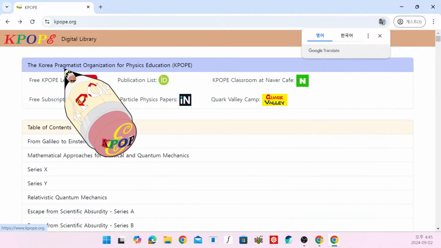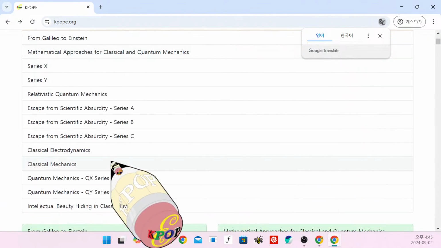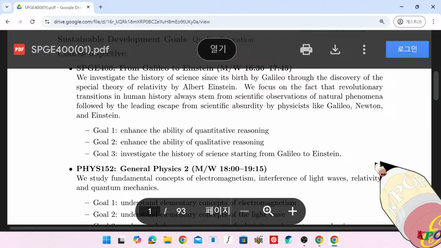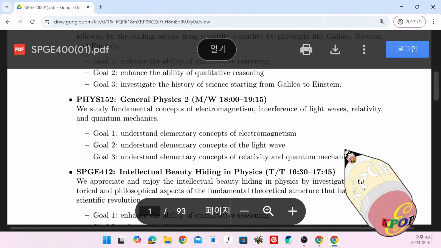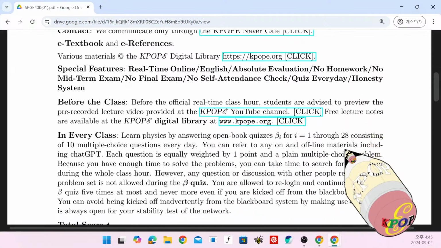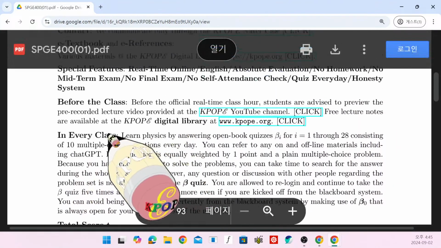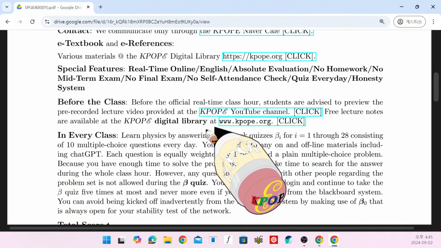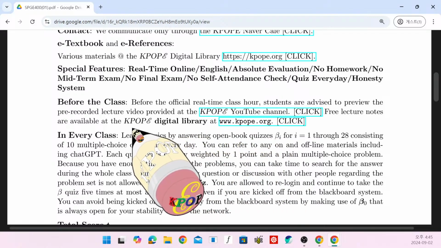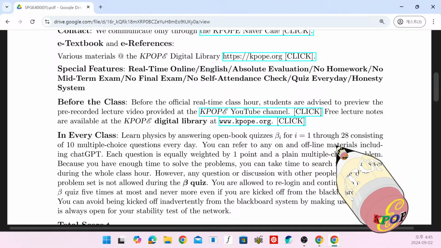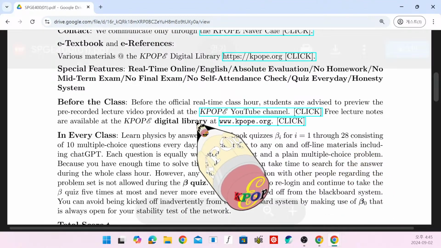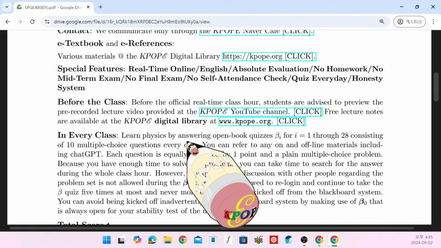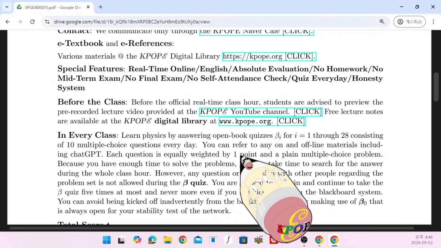Let me go ahead with explaining how this semester will proceed. Before every class, you have to study the material in advance by making use of the K-pop digital library materials. And there are some links. The YouTube links will be provided, and you can look around the further information that is given in the text.